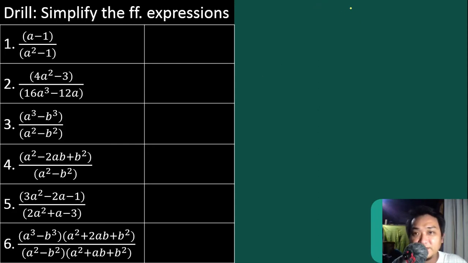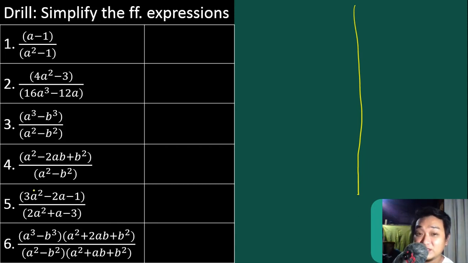Let us try number 5. Hatiin natin to, okay? Okay. So you have 3a squared minus 2a minus 1 over 2a squared plus a minus 3. So it seems that yung mga trinomials natin in both numerator and denominator is factorable using AC method. So try muna natin kung factorable nga ba sila. Again, kung curious kayo kung ano yung AC method, balikan nyo po yung ating mga previous videos about factoring general trinomials using AC method. In this case, we are going to multiply 3 and 1. That will be 3. Now, what are the factors of 3? That is 3, just 3 times 1.